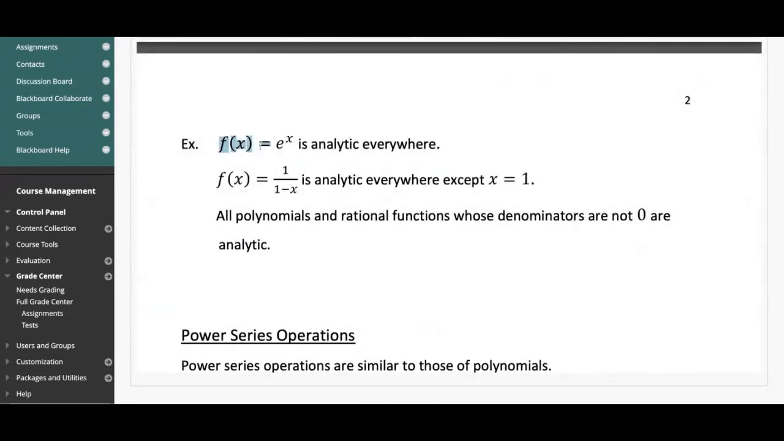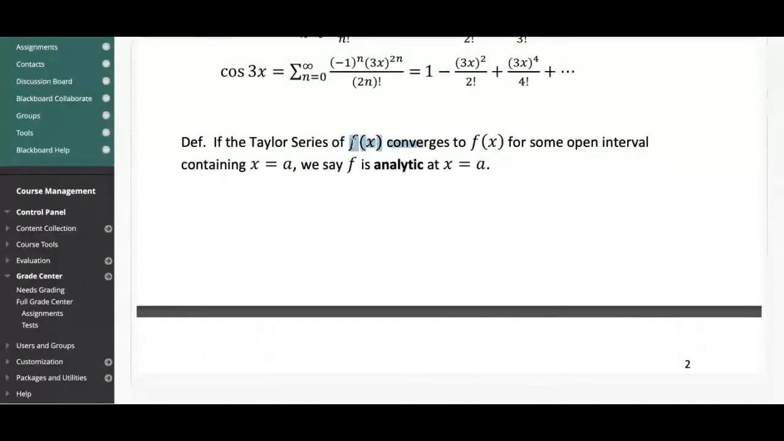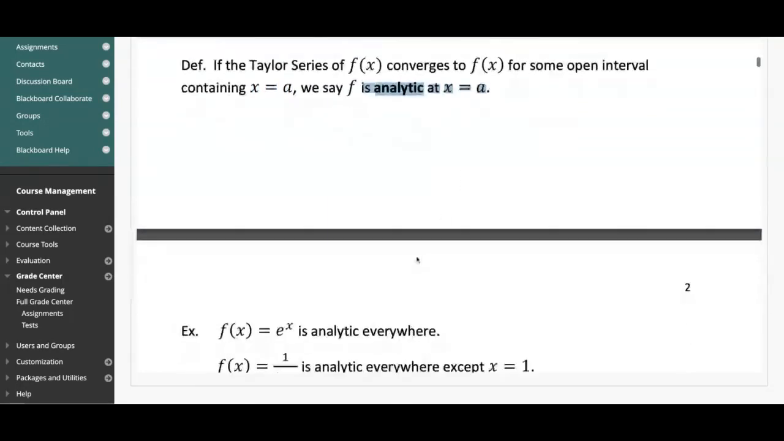Let's see this example. This example is saying, okay, f of x equals e to the x is analytic everywhere. So what does that mean, analytic? Which means it converges, right? The Taylor series of f of x converges to f of x for an interval containing such a. Then we say f is analytic at that point.